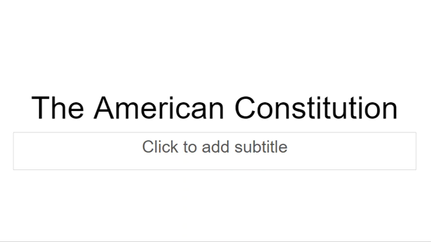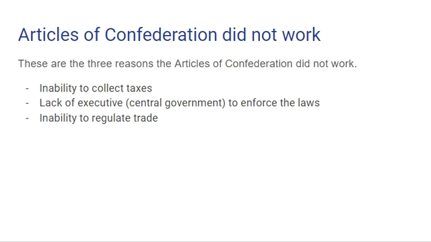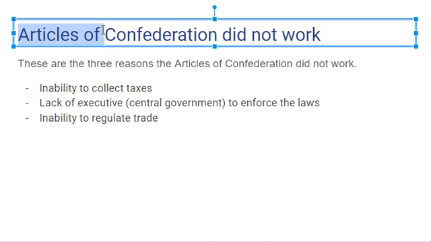Hello everyone. Today we will be talking about the American Constitution. If you remember last class, after the Revolutionary War, the United States gets independence and they're trying to figure out how they're going to start their government. Well, they come up with the Articles of Confederation, however it did not work.